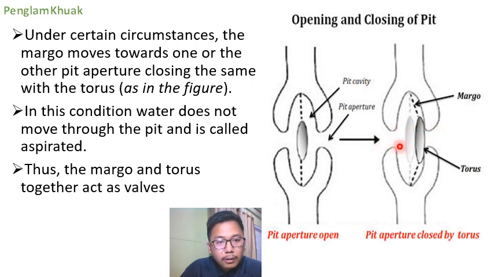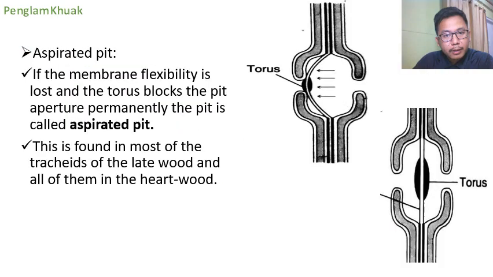In this condition, water does not move through the pit and it is called aspirated. So when the torus and the margo move to one side and block the pit aperture, water will not pass, and at that time it is called aspirated. That means it blocks the passage of water. The margo and the torus together act as a valve, allowing the passage of water in only one direction, whereas normally water can move in both directions. So the pit aperture is open here and closed by the torus there. At that moment it is called an aspirated pit.